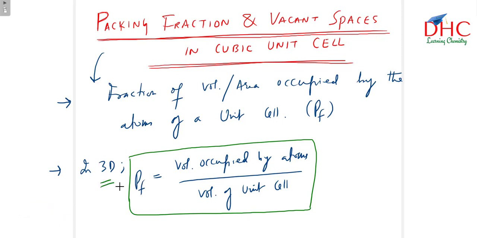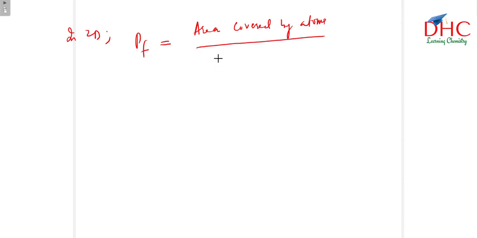And in 3 dimensions, one thing you should understand is that we are taking volume. लेकिन जब हम 2 dimensional की बात करेंगे, so once we talk of 2 dimensions, in 2D packing fraction is equal to area covered by atoms divided by area of unit cell.